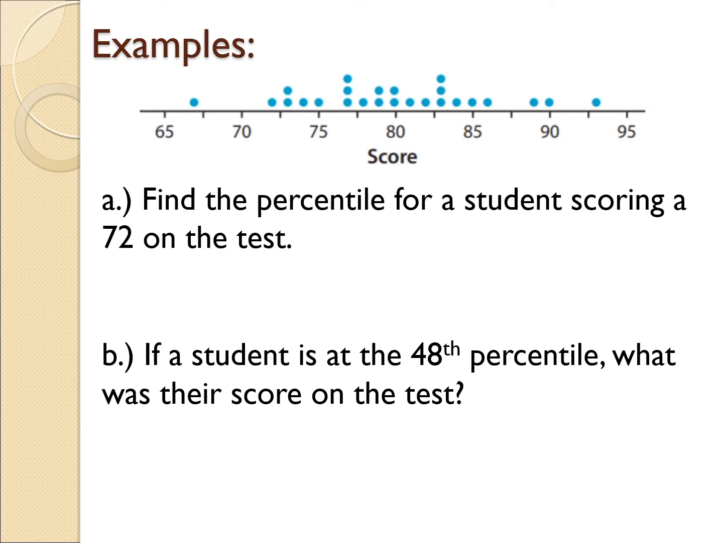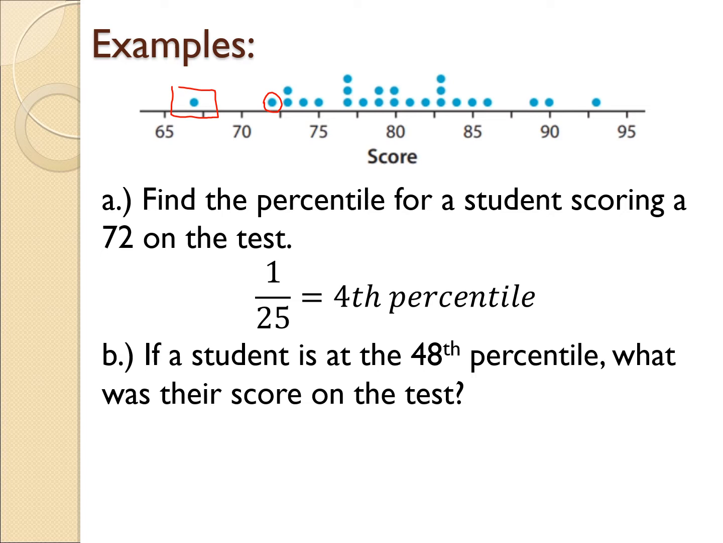First off, we'll find the percentile for a student scoring a 72 on the test. To start, we want to identify where that 72 is. It's going to be that point right there. We're going to count up the number of values that are below that 72. There's only one out of the 25, which would put it at the 4th percentile.